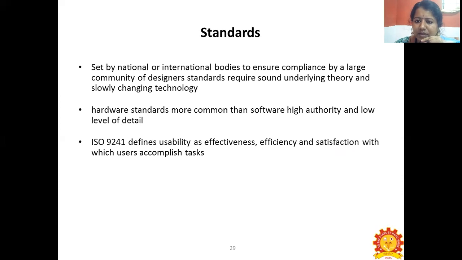Standards. So here these are set by the national or international bodies to ensure compliance by a large community of designers. Standards require a sound underlying theory and slowly changing technologies. So here we'll be having a hardware standard that is more common than the software, high authority and low level of detail. So it is having an ISO 9241, which defines the usability as the effectiveness, the efficiency, and the satisfaction with which the users accomplish the task.